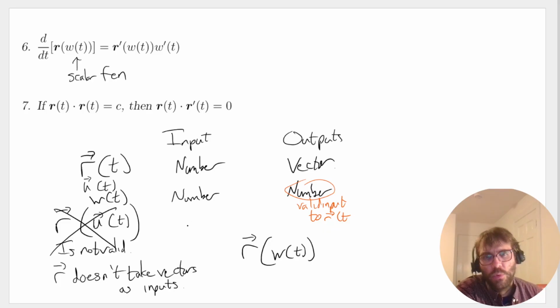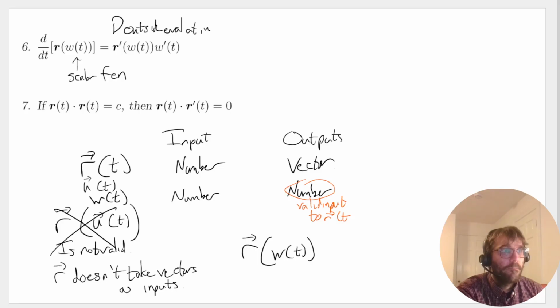And by the way, the chain rule works exactly as it does in single variable calculus. It's r prime of w of t times w prime of t. It's the derivative of the outside evaluated at the inside times the derivative of the inside. Exactly as single variable calculus.